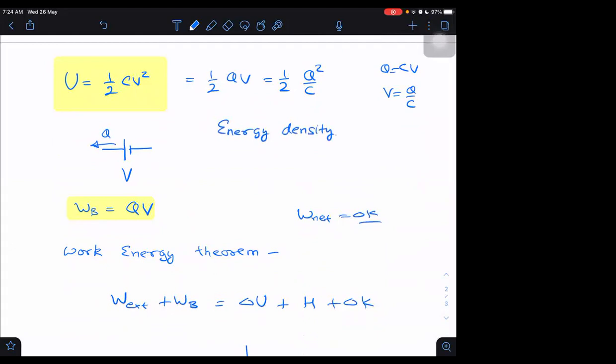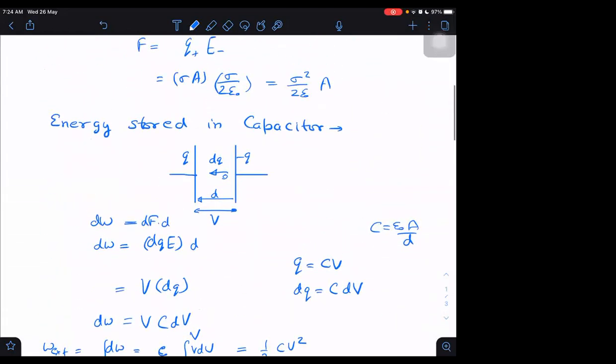What is energy density? Energy density is energy per unit volume, U upon area into D. We can say energy stored between the plates of the capacitor. I have discussed before that energy gets stored in the form of field, and field exists only between the plates. Outside, the field is there but negligible, because the plates are very close to each other. So the main field exists in between.